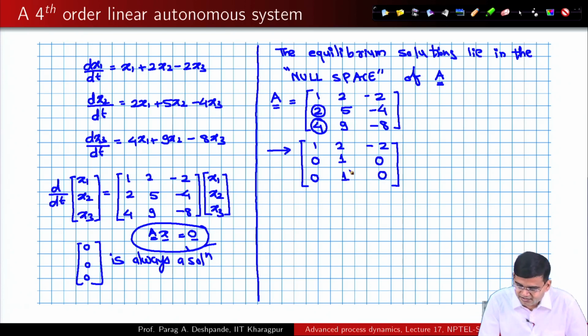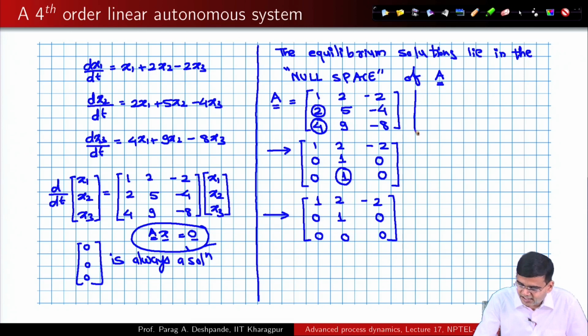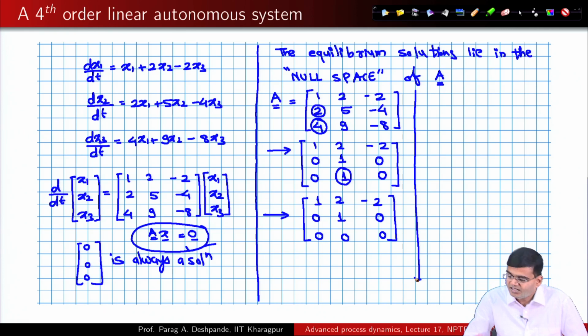Now, I need to make this element 0, okay. And how do I do that? Simply I keep the first row as it is, I keep the second row as it is, and R3 becomes R3 minus R2, this is 0, 0, 0. Okay. So, now can I do any operation which would further row reduce my matrix A? The answer is no, I cannot do any operation which would further row reduce A.